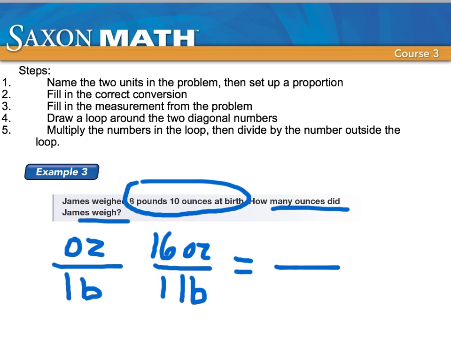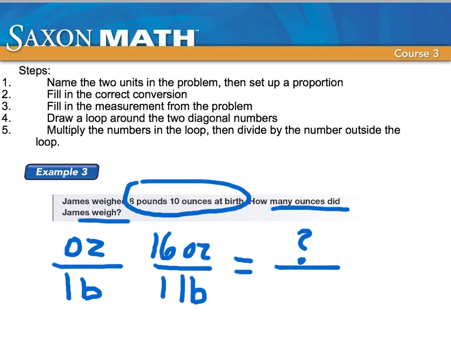Now in the problem, the measurement we fill in is always what we have circled. But here's the problem. I've got 8 pounds and 10 ounces. Well, I can't put them both up here because they're not both ounces. And I can't put them both down here because they're not both pounds. So let's think about where what we don't know goes. We want to know how many ounces did James weigh. So I'm going to put my question mark on the ounces line. That means down here on the bottom, I've got to put pounds.